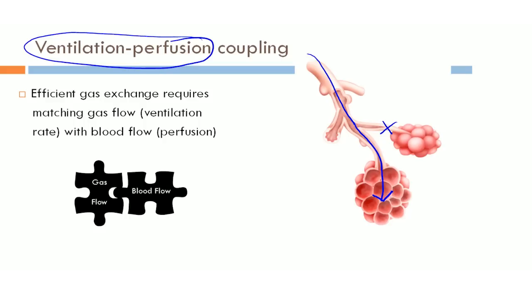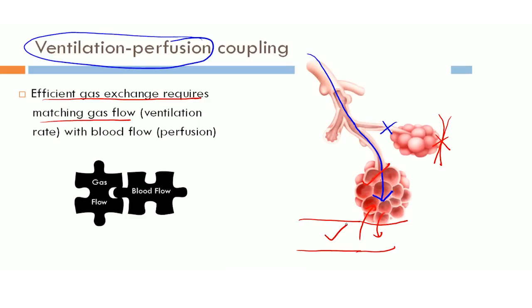In order to have gas exchange occur, we'd want to make sure that we increase the radius of the vessels that are coming along this way so we can quickly pick up the oxygen and get rid of the carbon dioxide. But the body may constrict the vessels coming to this direction so we don't waste blood flow going to alveoli that don't have the adequate gas there. So efficient gas exchange requires matching gas flow, as is the case here, with blood flow, which is called ventilation-perfusion coupling.